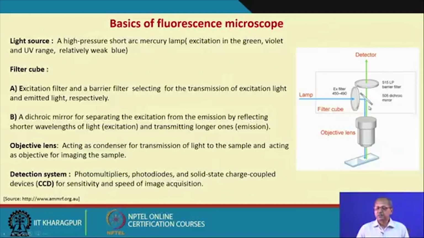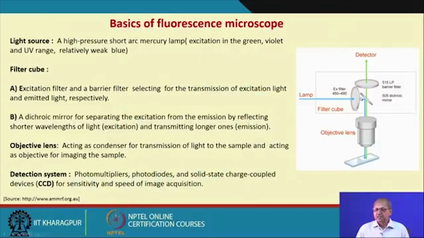What is the function of the dichroic mirror? The dichroic mirror can reflect high frequency light at 90 degree, but transmit longer wavelength light directly. So, by this dichroic mirror, the excitation rays are reflected 90 degree, pass through the objective lens and fall on the specimen, which is already fluorescently tagged.